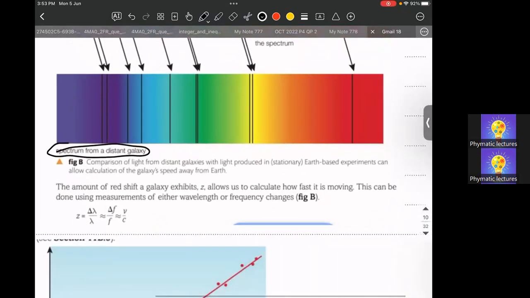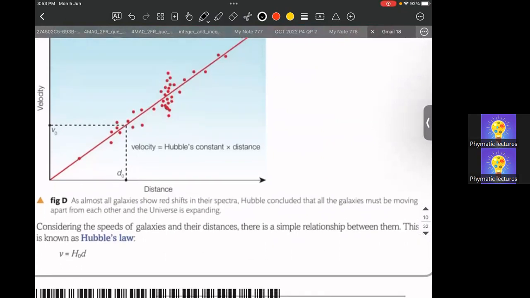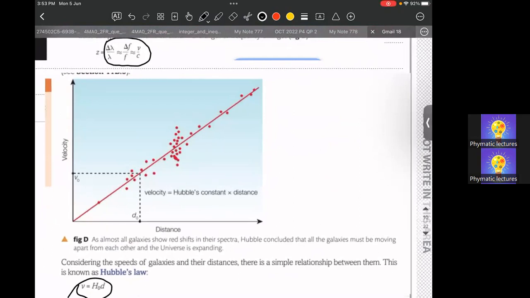So the amount of redshift that happened, if you want to calculate it, what is the formula? Delta lambda by lambda is equal to delta f by f is equal to v by c. This is the equation we are going to use. And to verify, we will use this formula: v equals H0 times d. This is a plot of velocity versus distance, and the gradient of that is the Hubble's constant.